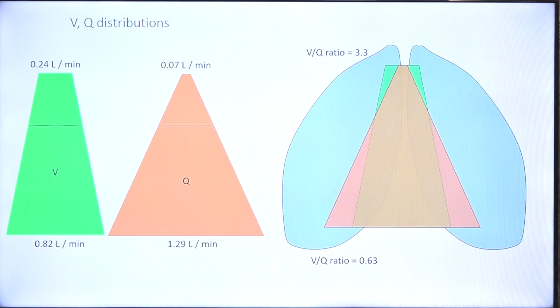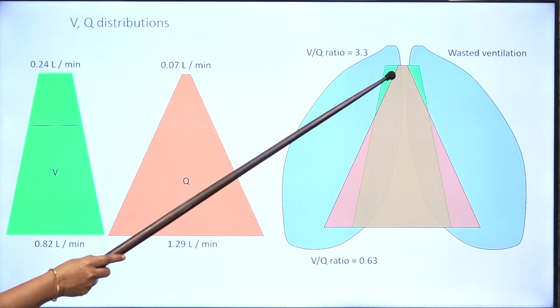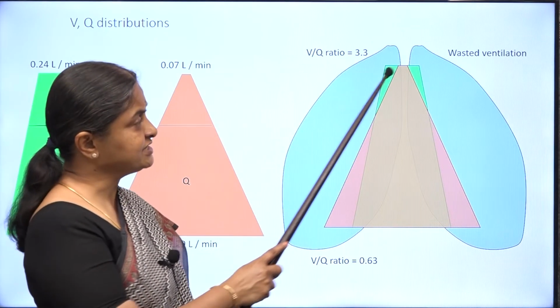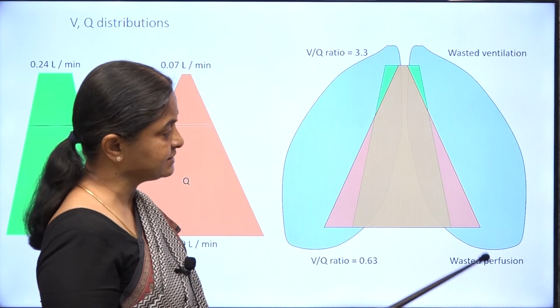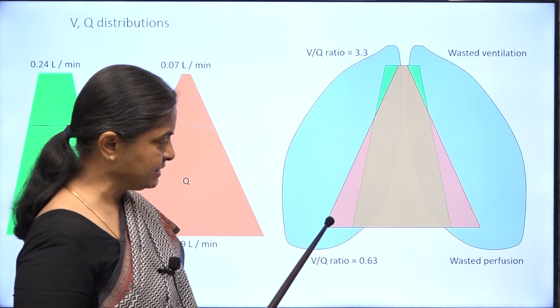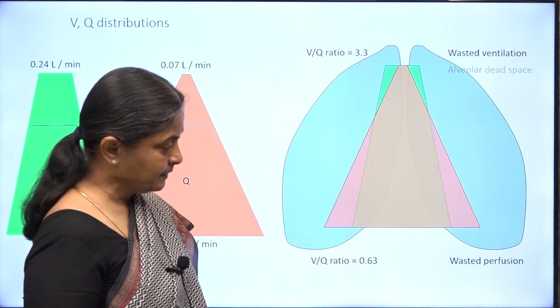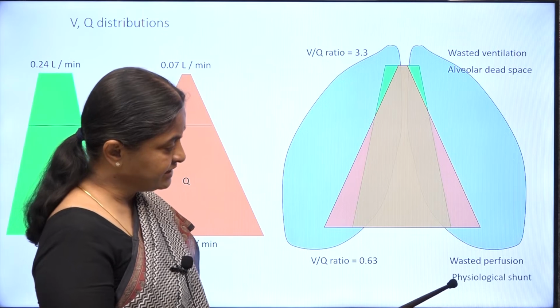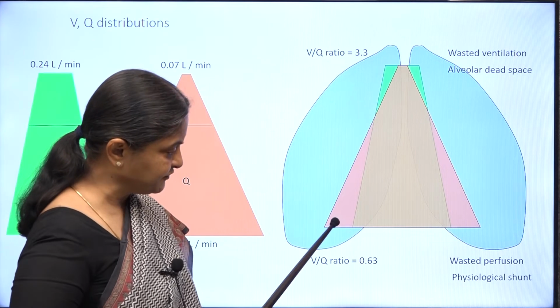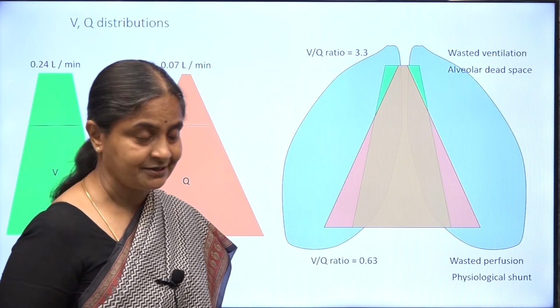actually matched. In the apex, we can say that there is some wasted ventilation and we will call that alveolar dead space. In the base, there is some wasted perfusion. If that is alveolar dead space, we call this wasted perfusion physiological shunt.